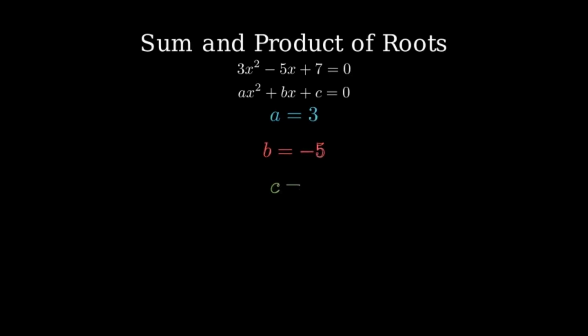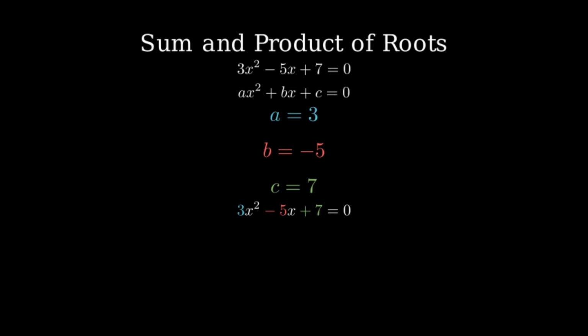Welcome. Today we'll find the sum and product of the roots of a quadratic equation. Let's solve this step by step. Step 1. Let's identify the coefficients. In the standard form of a quadratic equation, ax² + bx + c = 0, we can identify that a = 3, b = −5, and c = 7.